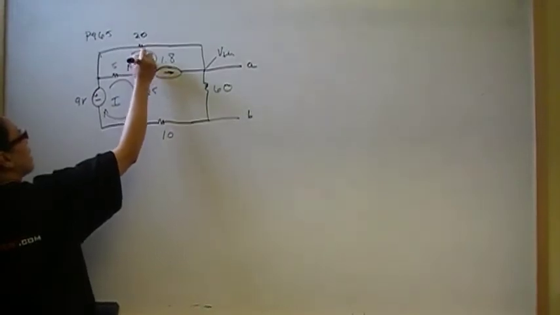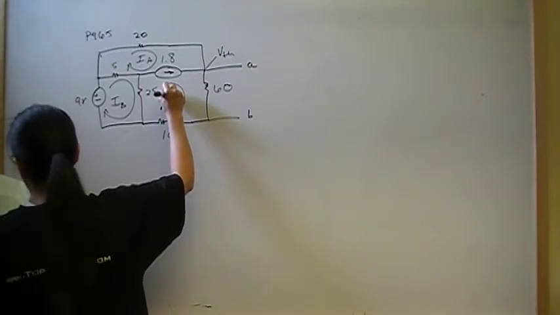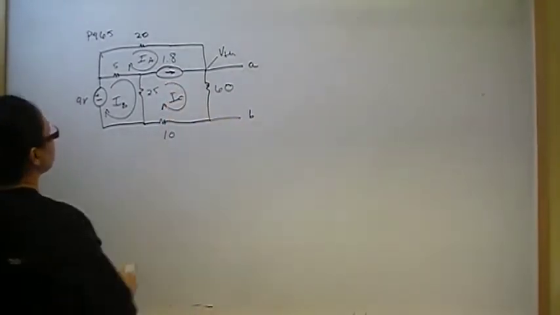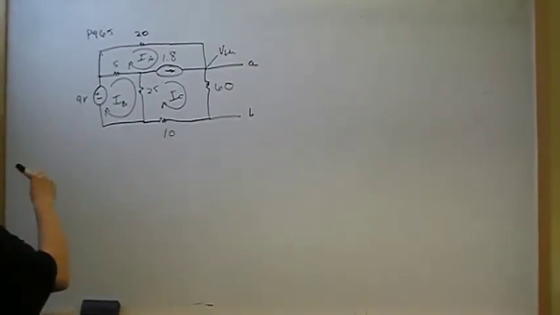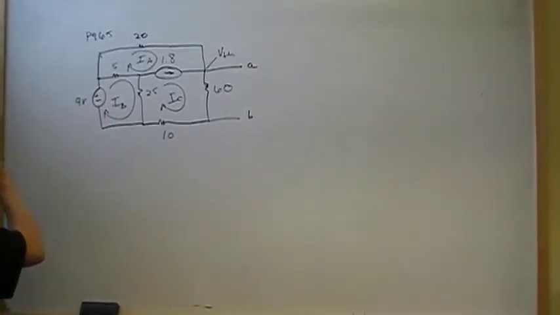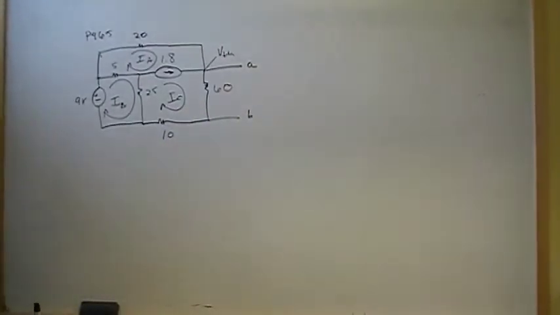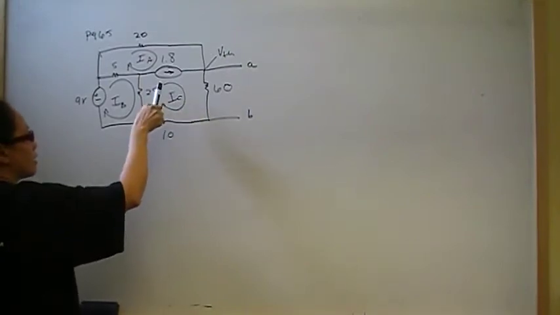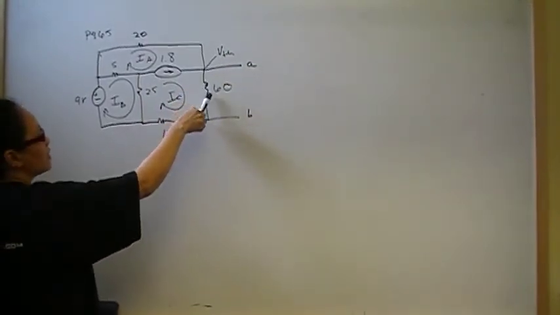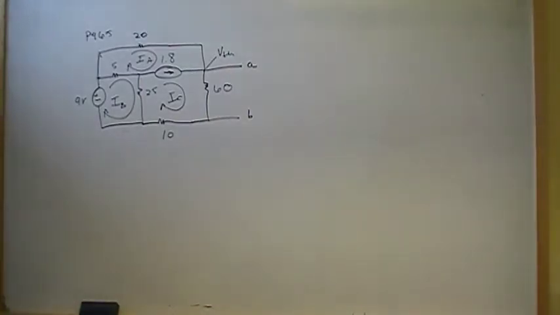So this I called IA, this I called IB, and this I called IC. Okay? So we're going to use the mesh method, and just to give you a preview, we're looking for this voltage drop. That's our Thevenin. So I know that once I find my IC mesh current, the Thevenin will be the 60 ohms times the IC. That's my goal. That's my strategy.